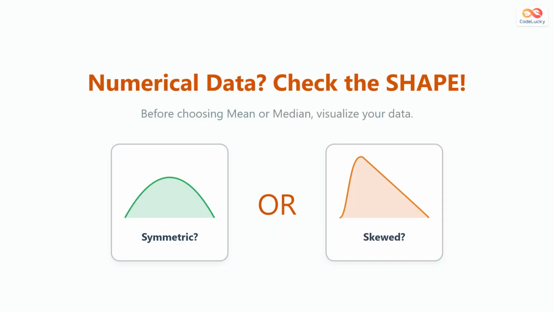For numerical data, you have more options. To decide between the mean and the median, you must look at the shape of the data distribution. Is it symmetric, looking the same on both sides? Or is it skewed, leaning to one side? Visualizing your data with a graph is crucial here.